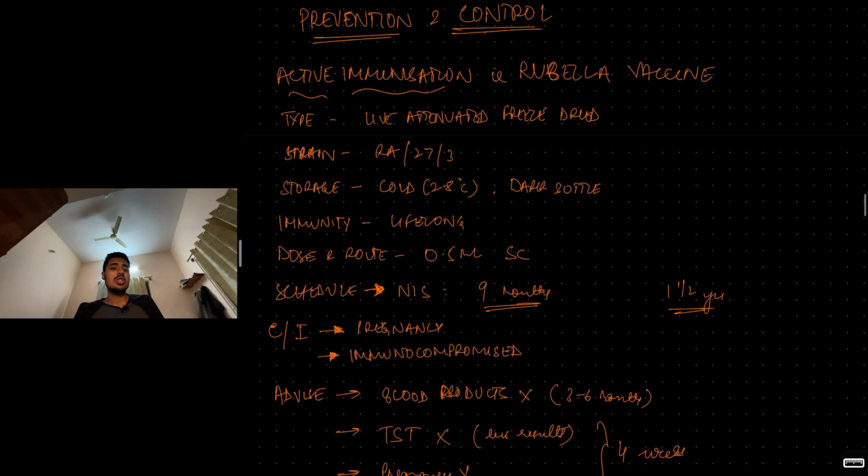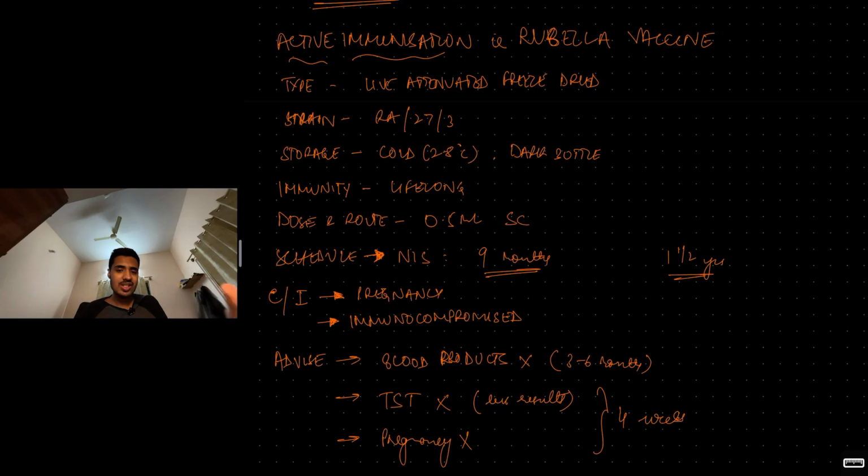So active immunization is the rubella vaccine. Just like the measles vaccine, it is a live attenuated freeze dried vaccine. It gives you lifelong immunity. MR is given along with measles, right? So same dose, 0.5 ml, subcutaneous. Same schedule as measles vaccine, 9 months first dose and 1.5 years second dose. The strain here is RA27/3. Just like measles vaccine, it is temperature sensitive, so stored in cold chain, 2 to 8 degrees Celsius, dark bottle.